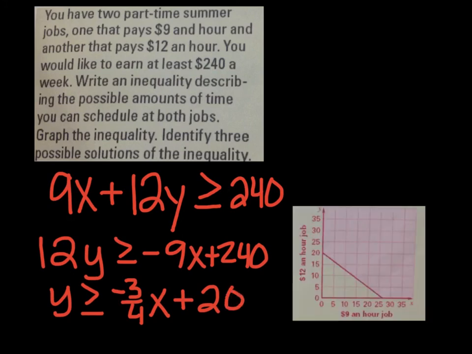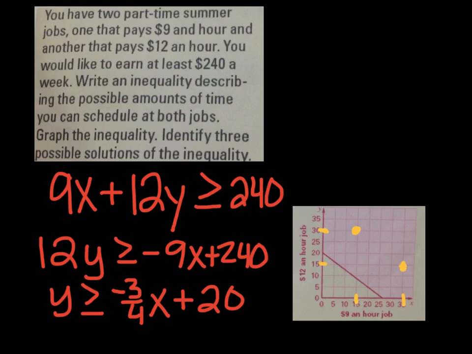And then when it says identify 3 possible solutions, because it's y is greater than, you want to earn at least 240, but it doesn't give you a cap. So any ordered pair that exists in this shaded region would be a combination. You could do 15 hours at your $9 an hour job, and you could do 30 hours at your $12 an hour job. Or over here, you could do 35 hours at one and 15 hours at the other.